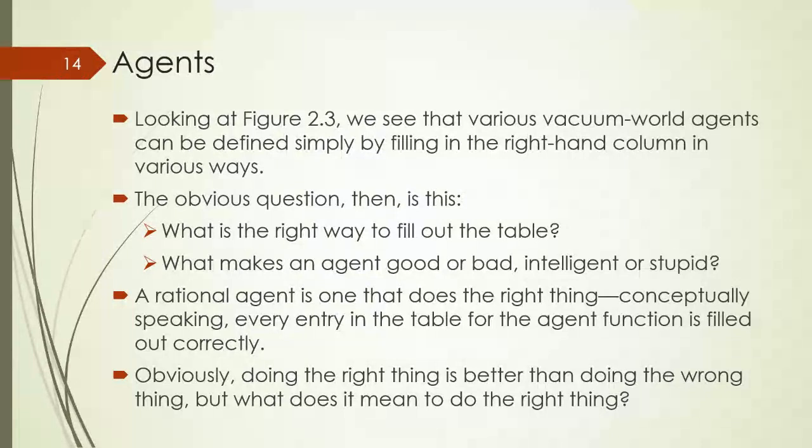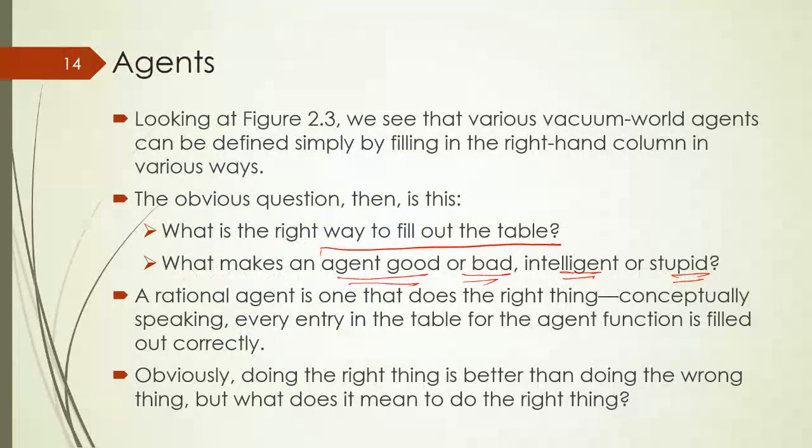So when you're creating that table of perceived actions, you can do whatever you want. That's where you define the behavior of your agent. That's where you make your agent look rational or irrational. The obvious question then is, what is the right way to fill out the table? That's how we program, right? What makes an agent good or bad, intelligent or stupid?